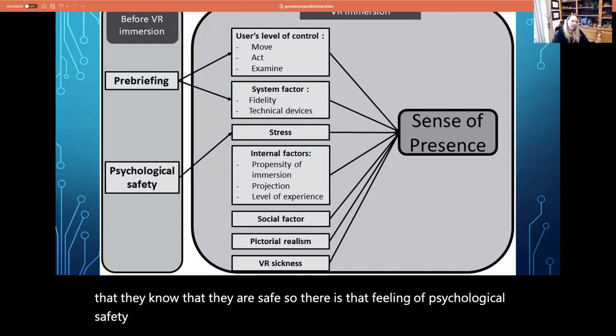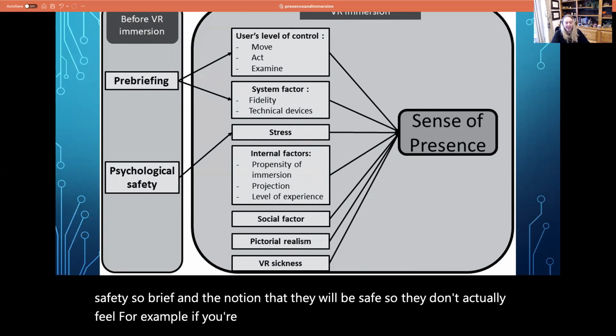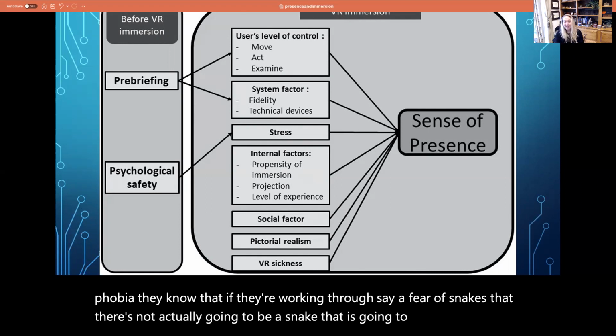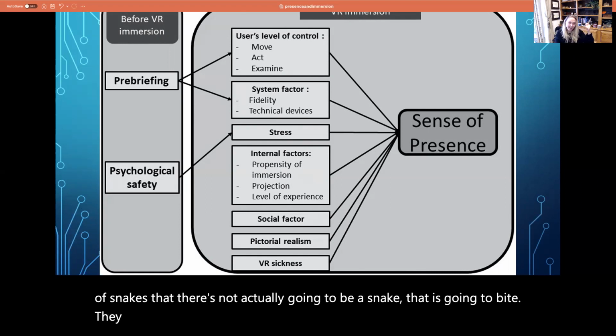So the pre-brief and the notion that they will be safe, so they don't actually feel, for example, if you're doing VR therapy and you're working on a phobia, they know that if they're working through, say, a fear of snakes, that there's not actually going to be a snake that is going to bite them. Okay, they are safe. They can take the headset off at any time.